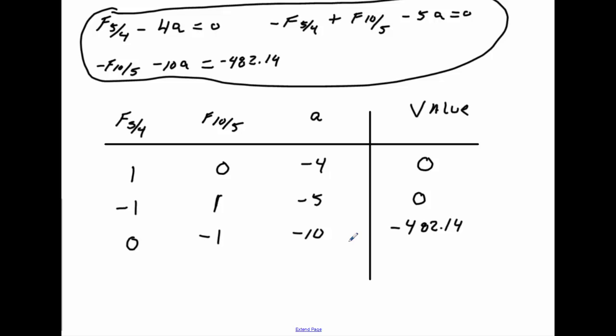We'll go ahead and put everything in. I'll just set up my calculator. Alright, we got 3 in here, 4 in here. So start putting in the coefficients. I got a 1, a 0, a minus 4, a 0, a minus 1, a 1, a minus 5, a 0, a 0, a minus 1, a minus 10, and a minus 482.14. Go ahead and solve the matrix on the calculator. Again, I think this is the quickest way to do this problem.